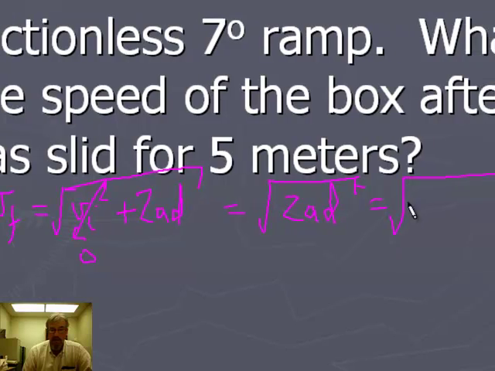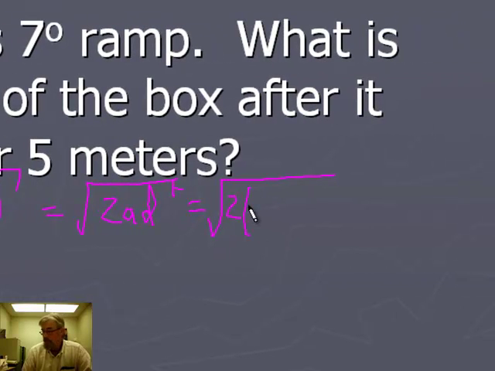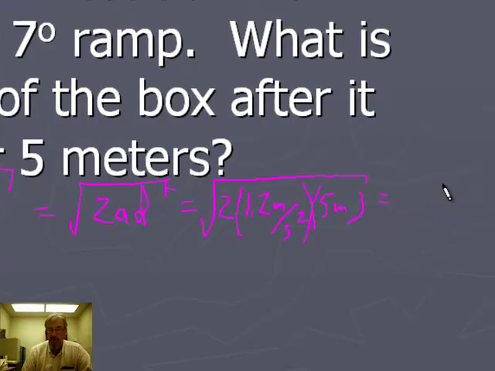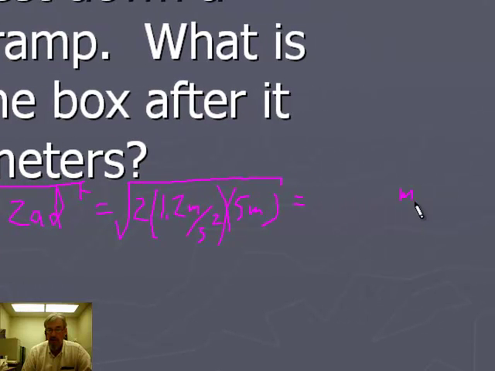And we now know that our acceleration is 1.2 meters per square second. And it's telling us that it's going for 5 meters. If we multiply these two terms together, the units are going to be meters squared per second squared. But when we take the square root of that, that's just meters per second. I come up with 3.2 meters per second. So after 5 meters, that's how fast it's going.